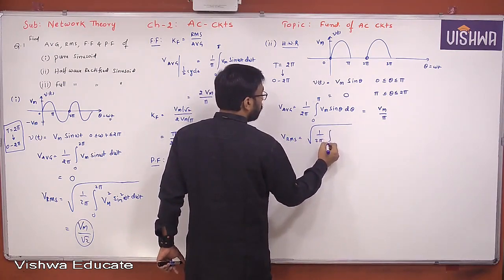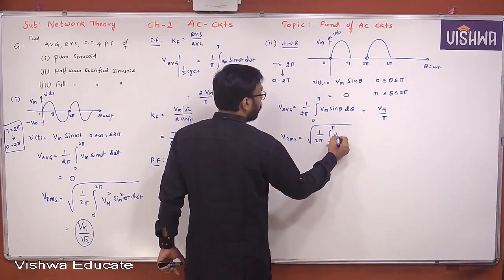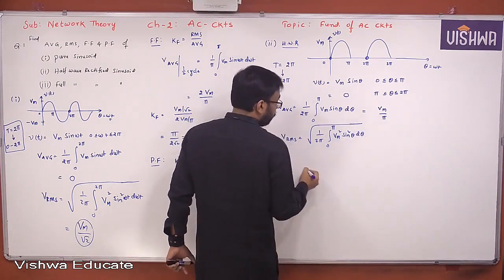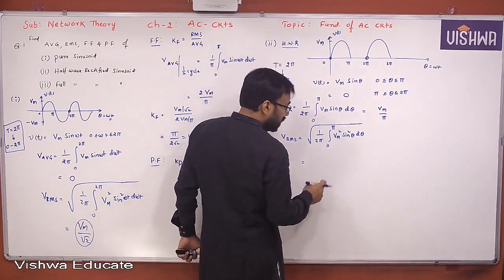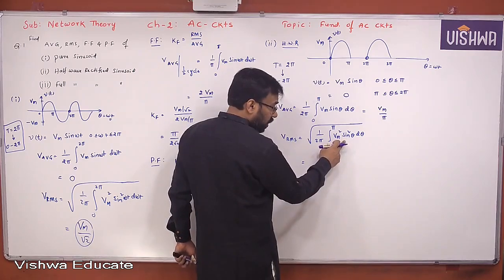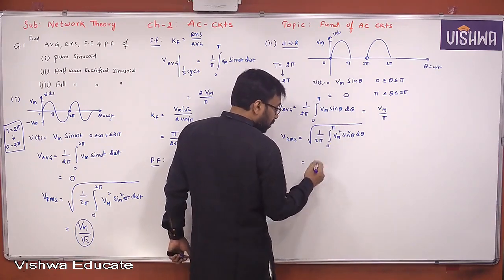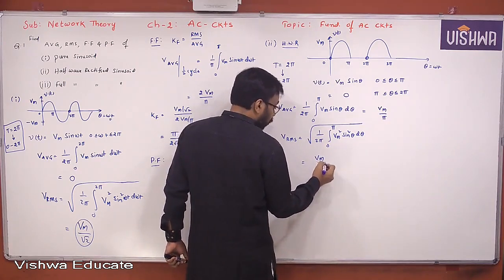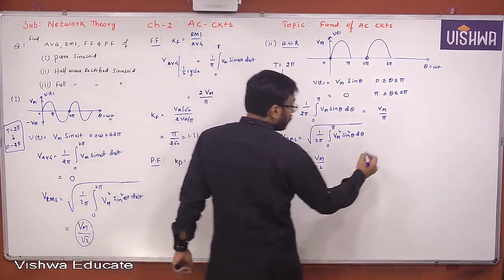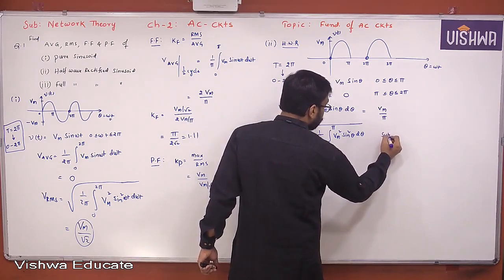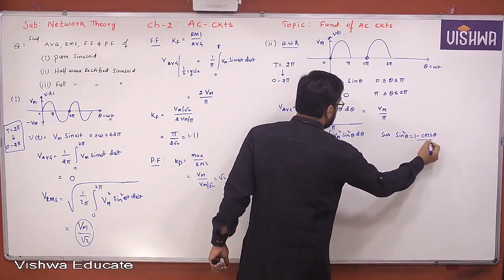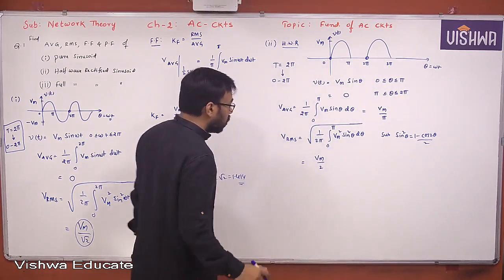Then VRMS will be 1 by 2 pi, 0 to pi, V max square sine square theta d theta. Understand all of you? Again simplify it: sine square theta is equal to 1 minus cos 2 theta by 2. Then integrate it and apply the limits. You will get V max by 2. I'm just directly giving the answer; it is your part to calculate. This integration you already know very well.